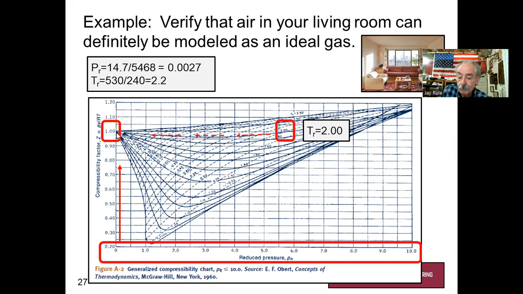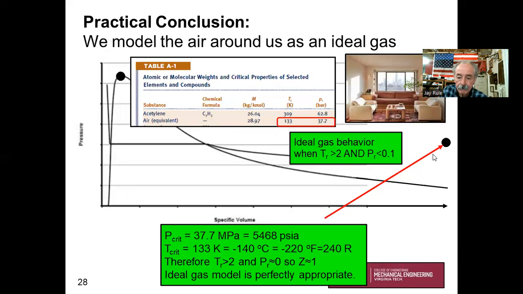We've got Z as 1.0. As engineers, we're going to model the air around us as an ideal gas. Powerful, powerful verification. So in other words, we don't have to be told by a professor or told by a senior engineer to treat the air around us as an ideal gas. We can prove this. We can prove it with facts and fundamentals.